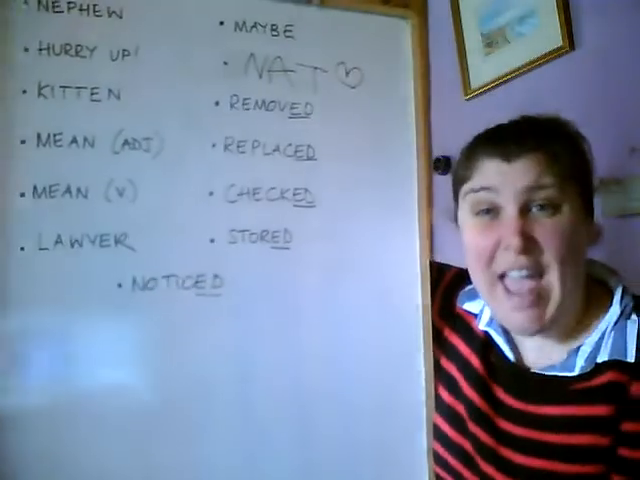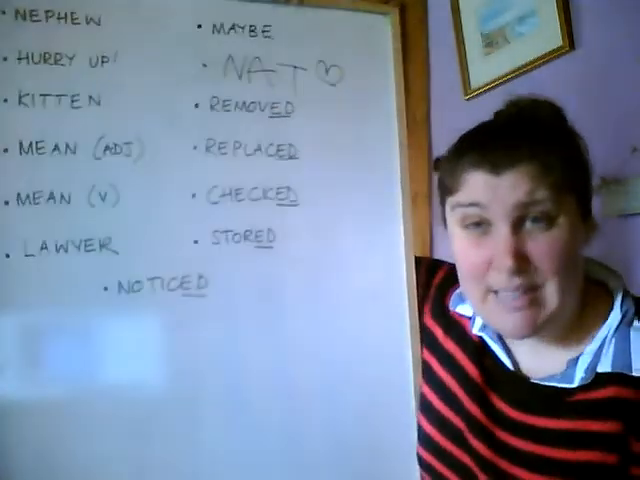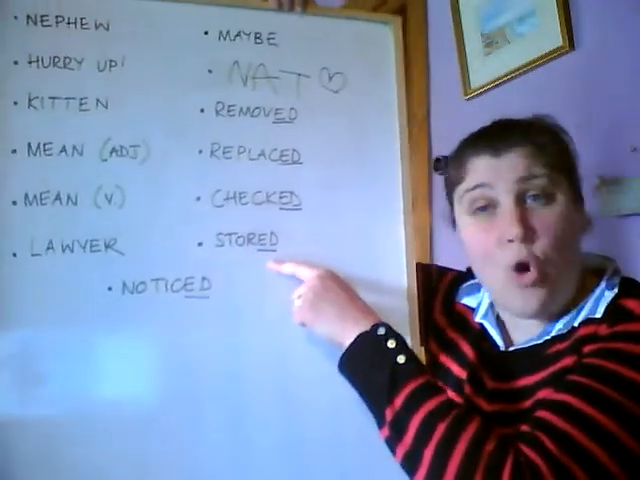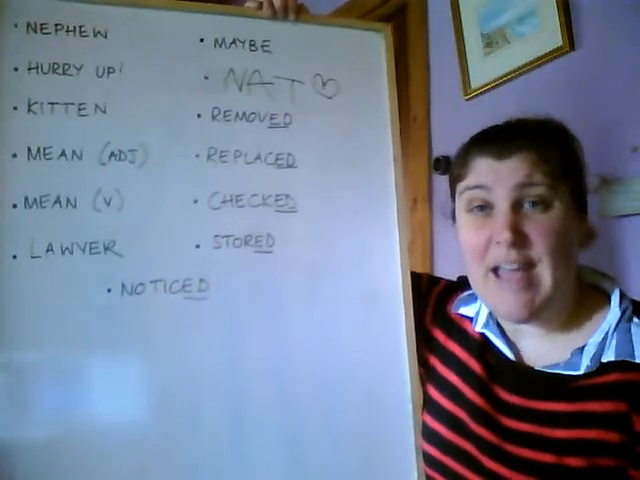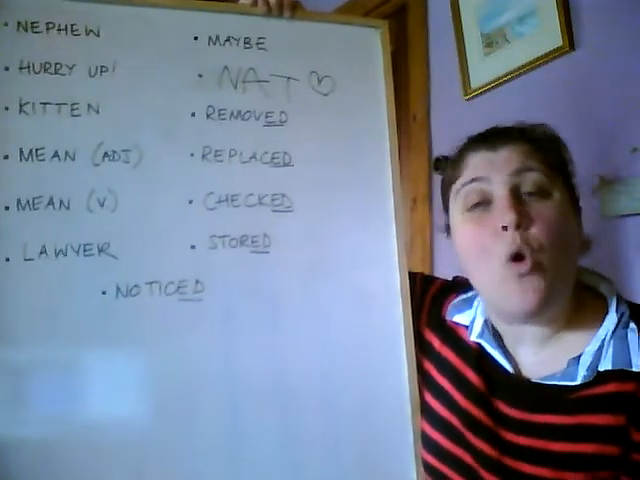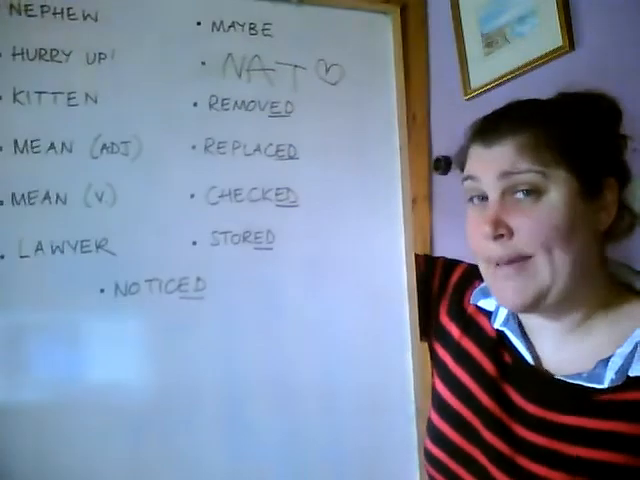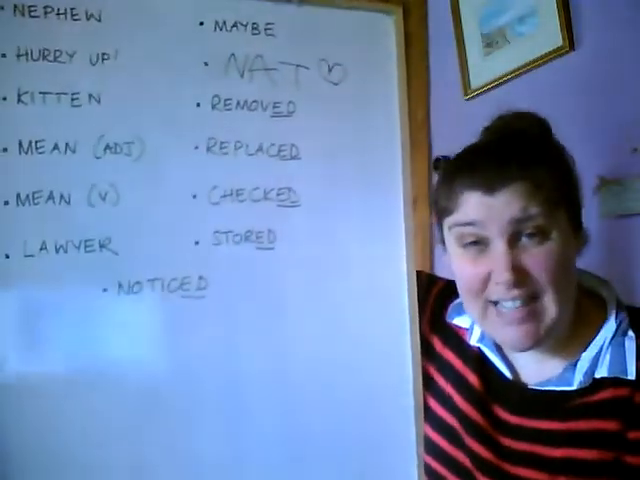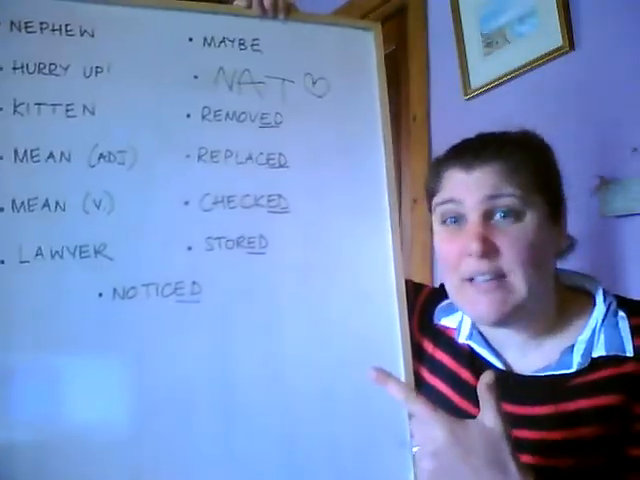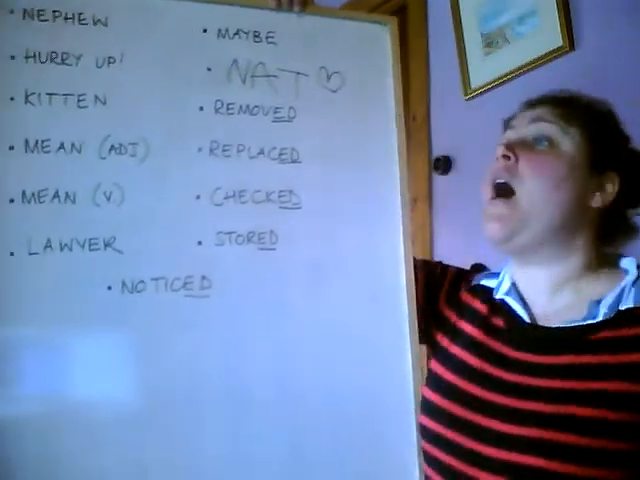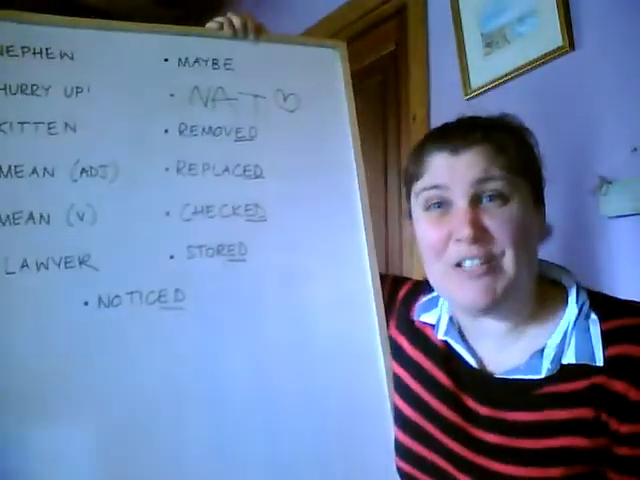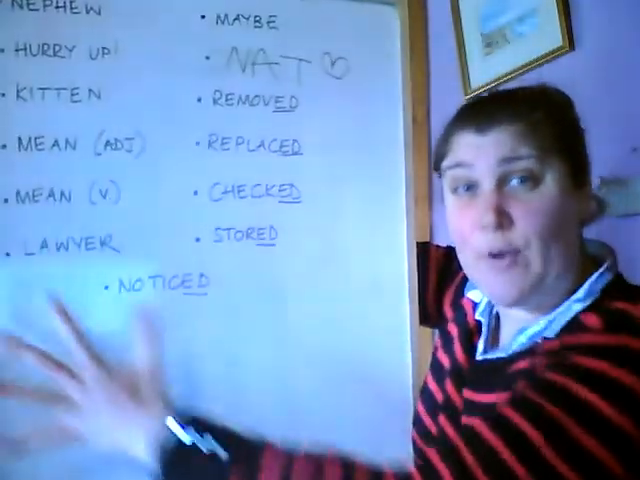Alright, the next one then, to check. Check is to inspect something to see if it's correct. Store is to keep something in a particular place. Where do you store your school bag in the holidays, for example? And finally, notice is when you see something and give it attention. Look, I can see a bird in the garden. I've just noticed the bird. Okay, so all of this vocabulary is in the story.